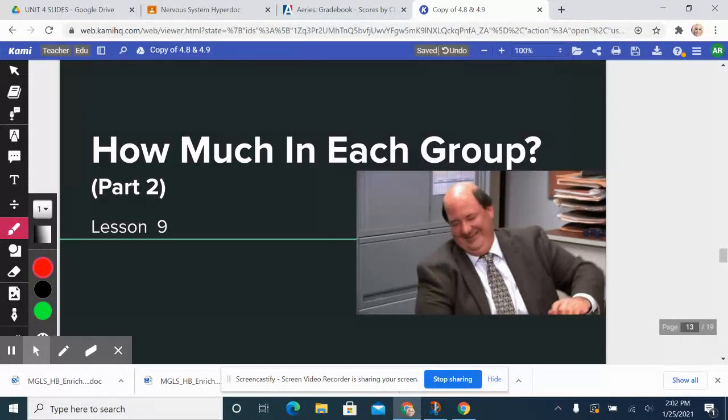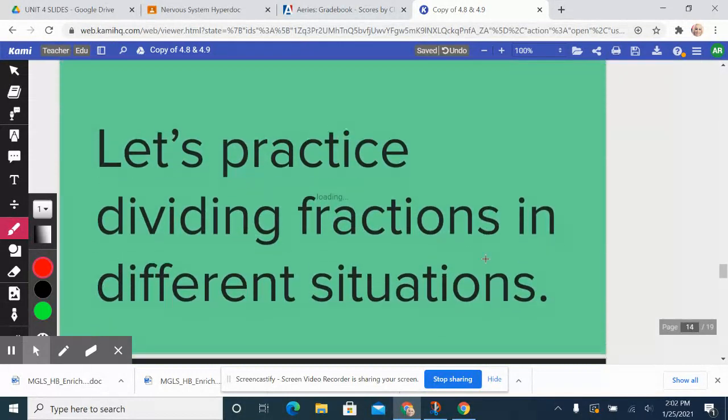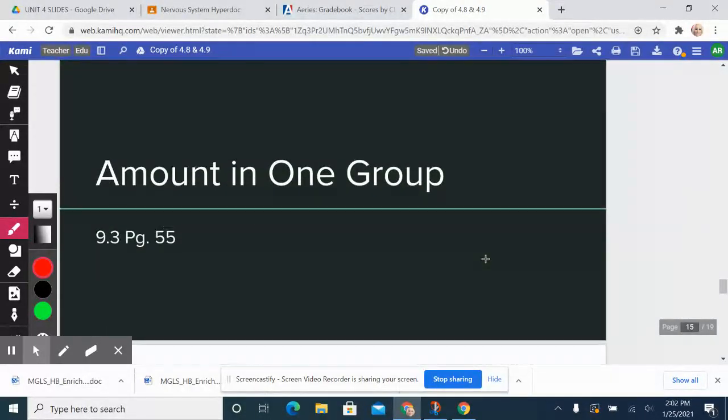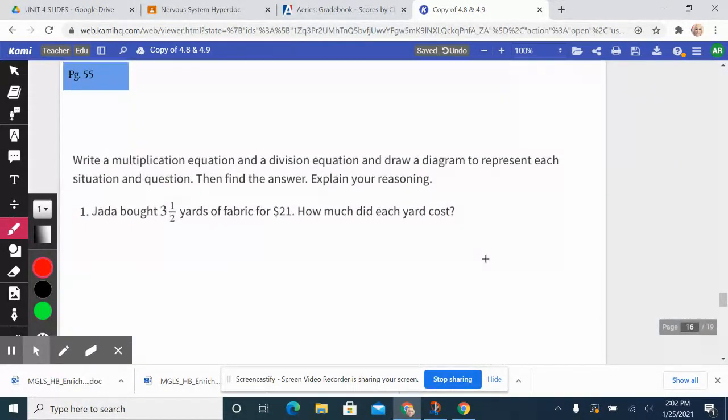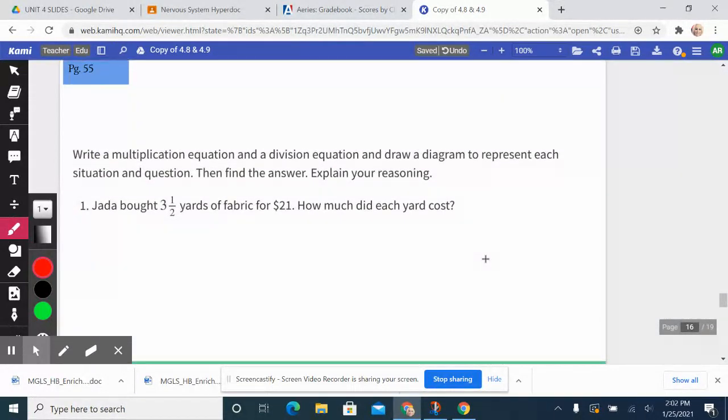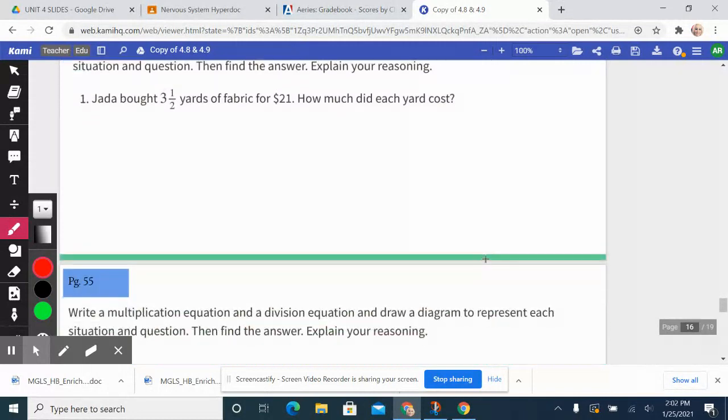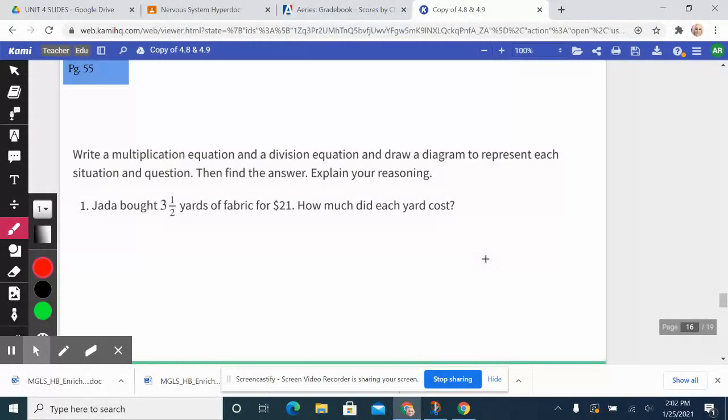And we will skip the summary and all that and just get practice dividing these. So amount in one group, you're on page 55. It says, write a multiplication and a division equation and draw diagrams. If I remember correctly, I'm trying to get to my notes, I just solved them. So it says, Jada bought 3.5 yards of fabric for $21. How much did each yard cost?